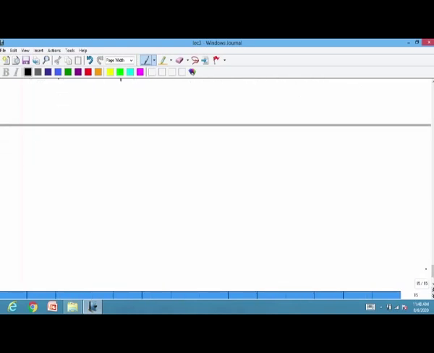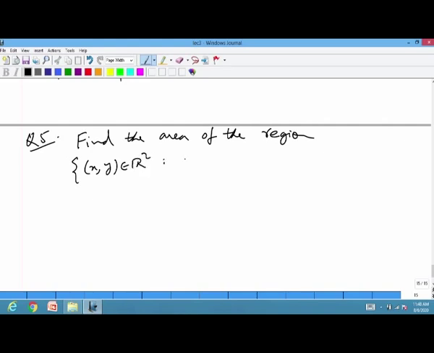Let us move to question number 5. Find the area of the region (x, y) in R2 such that y is bigger than or equal to square root of mod x plus 3 and 5y is less than or equal to x plus 9 is less than or equal to 15.